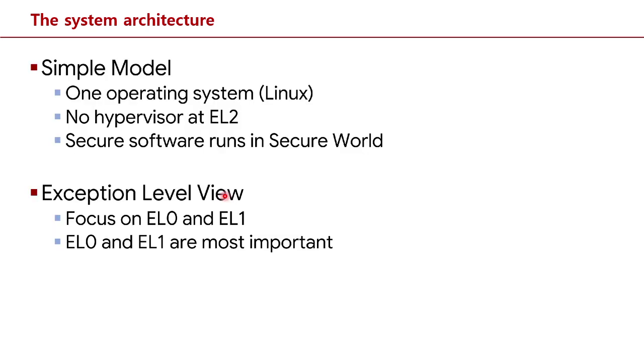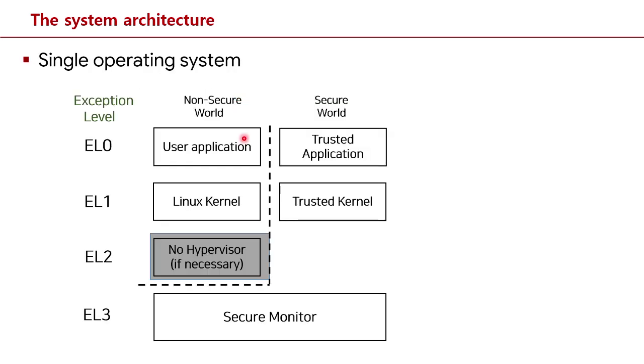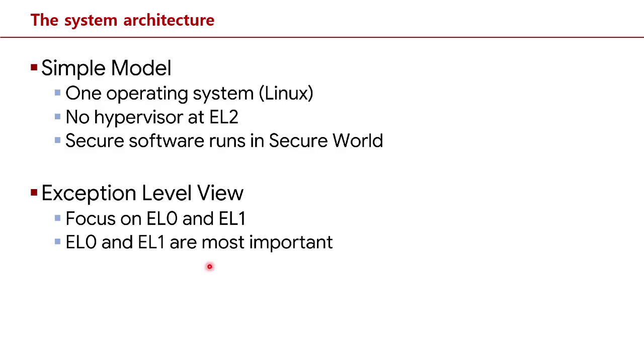Now let's look at the important part of this architecture diagram. As you know, there's only one operating system. So in the non-secure world, the Linux operating system runs. The Linux kernel runs at exception level 1, and usual applications run at exception level 0. Then no hypervisor is available in this architecture diagram. Then secure software runs in secure.